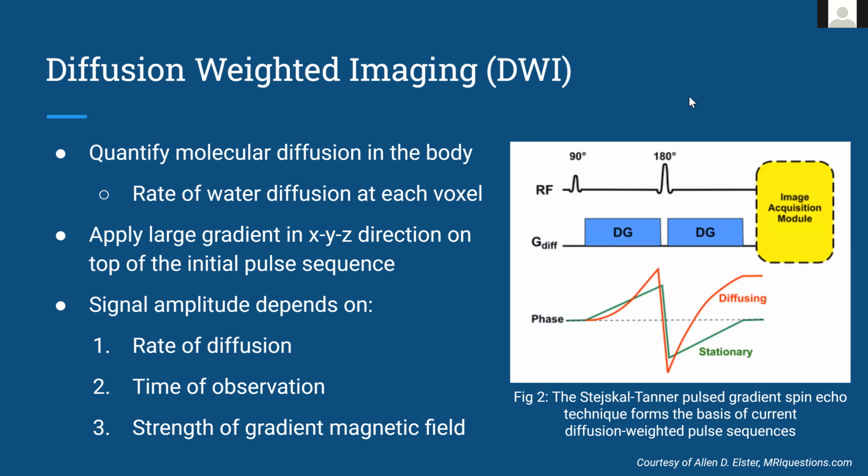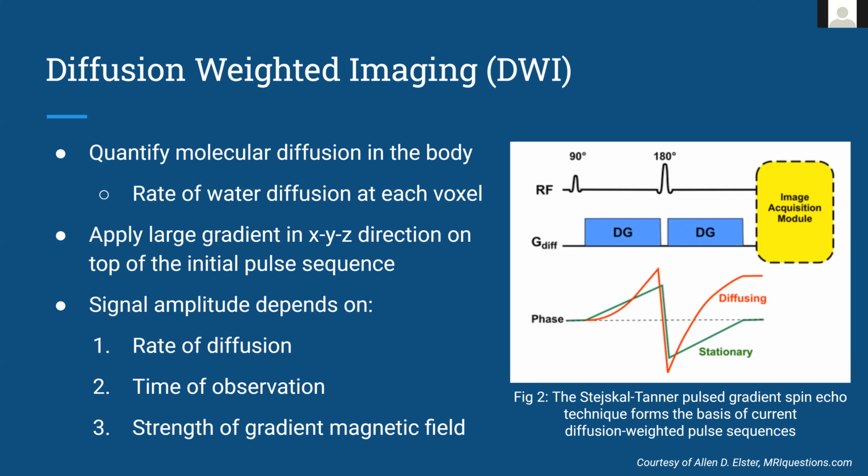Diffusion MRI basically measures the rate of water diffusion at each voxel. To go about doing this, technicians will usually apply a large gradient in the XYZ direction, as diffusion is in all directions, on top of their initial pulse sequence. So they're basically making the signal especially sensitive to diffusion.